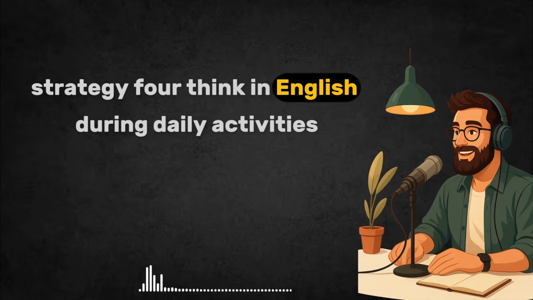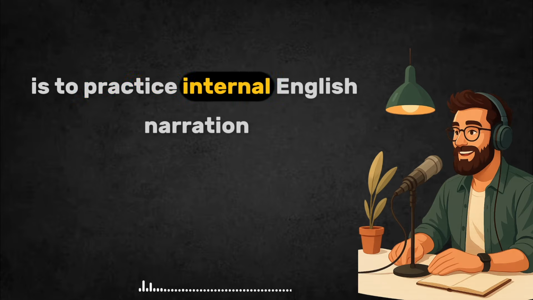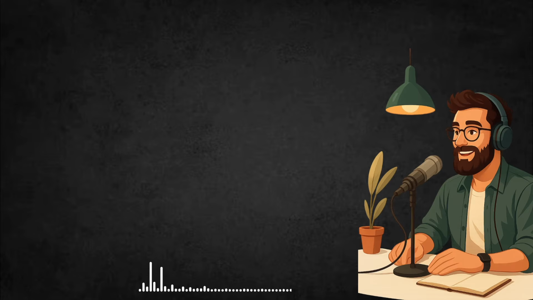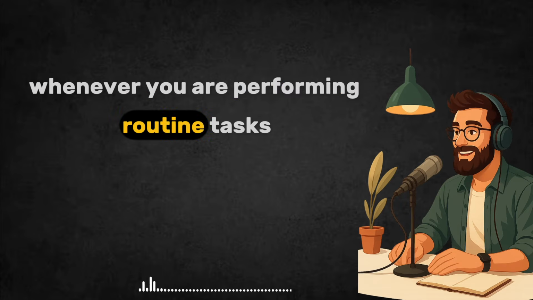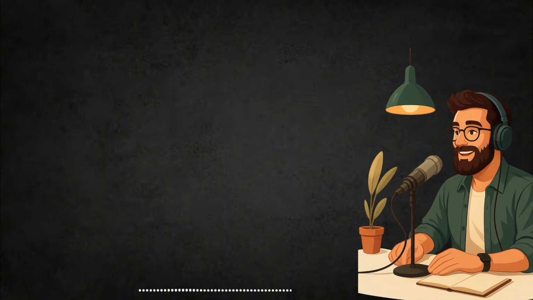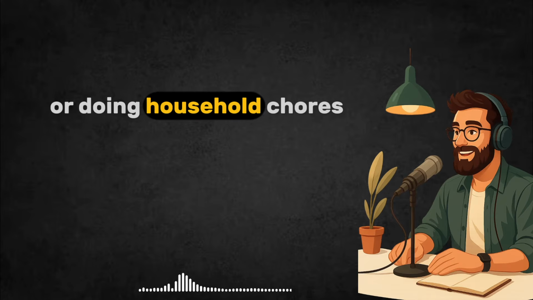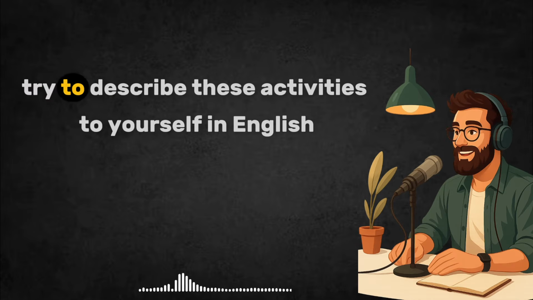Strategy 4. Think in English during daily activities. Our fourth strategy is to practice internal English narration throughout your day. Whenever you're performing routine tasks, whether you're cooking breakfast, commuting to work, exercising, or doing household chores, try to describe these activities to yourself in English.